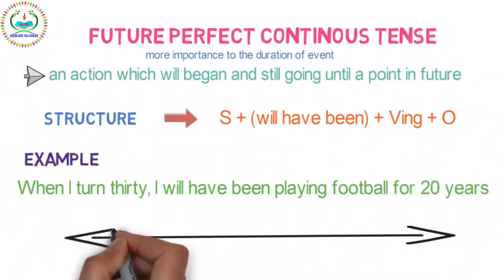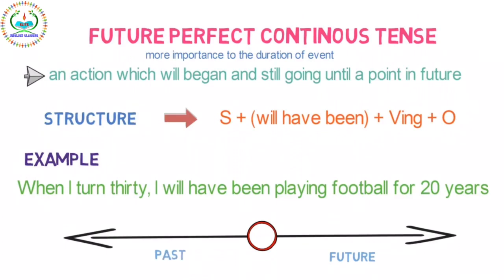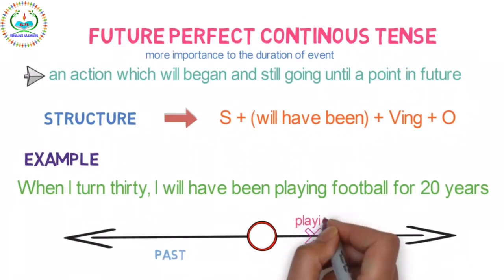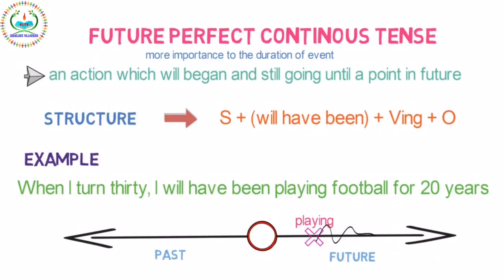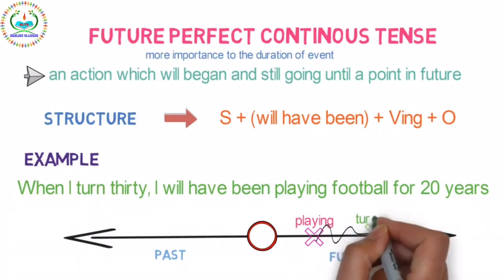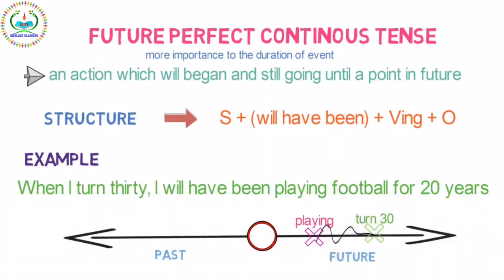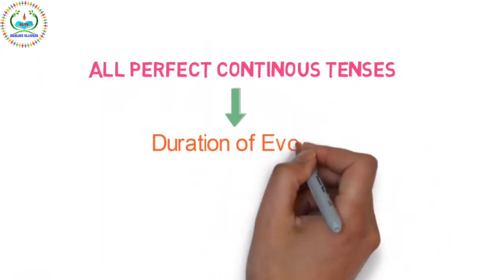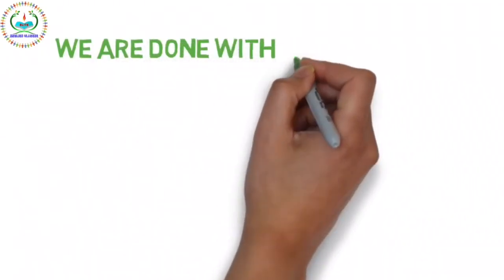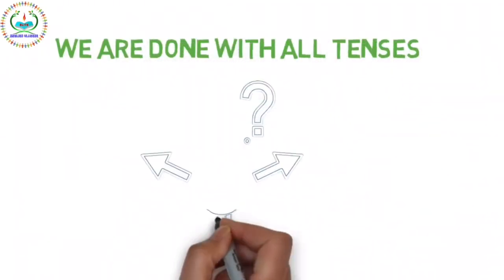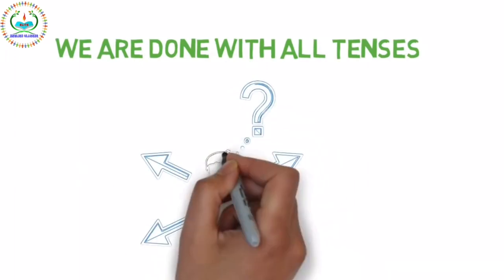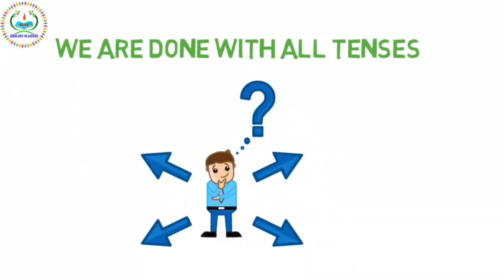In the timeline, it looks like this. On the right hand side, an event of playing will continue until another event of my turning to 30 years comes, eventually giving more importance to the duration. So, in all the perfect continuous tenses, importance is given to the duration of event. We are done with all the tenses. I know it may have created a little confusion regarding all the tenses.